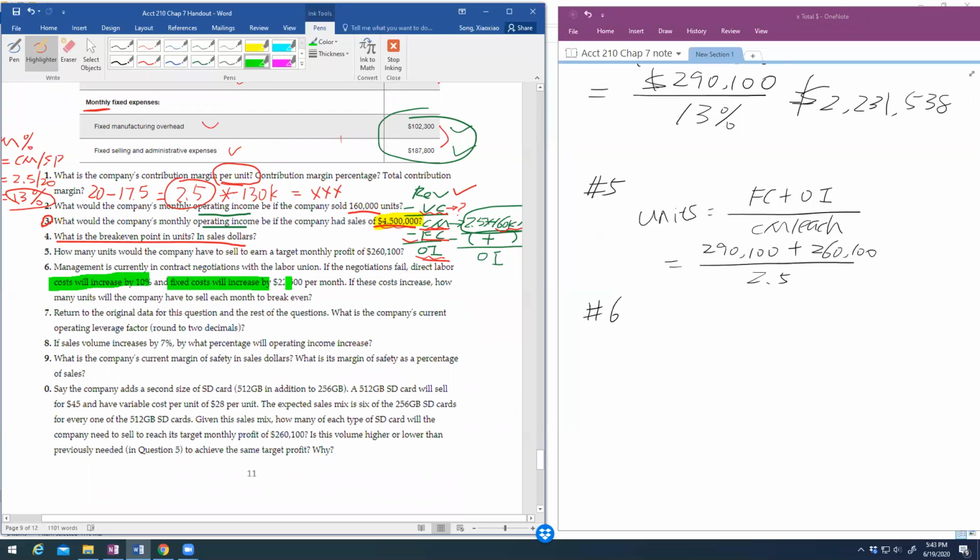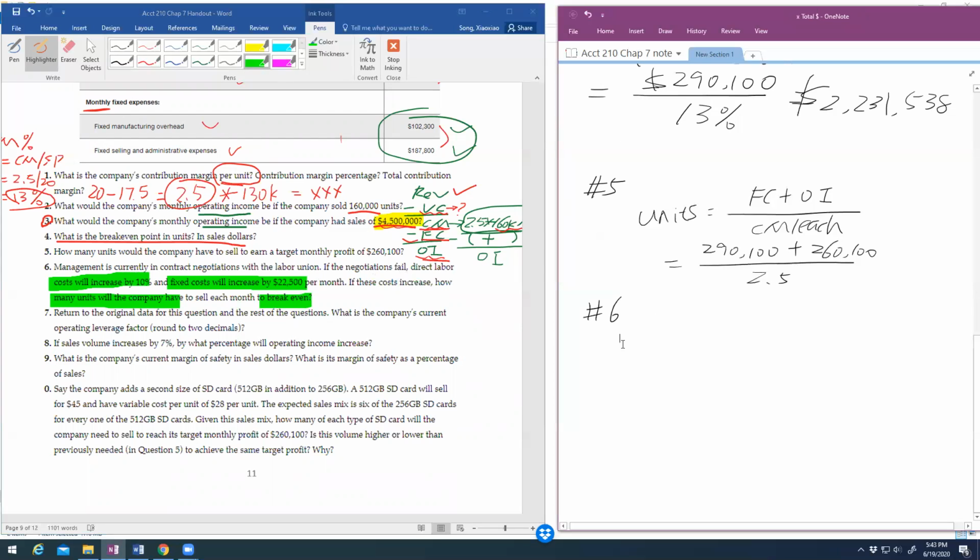Fixed cost will increase by this. If this cost increases, how many units will we have to sell to break even? Okay, now it's still asking about the break-even point, right? We still need to focus on the break-even point, and it's asking how many units. So it's units. Okay, so we still need to use the fixed cost divided by the contribution margin for each unit.